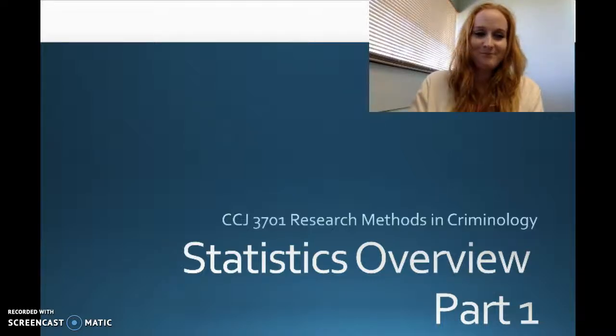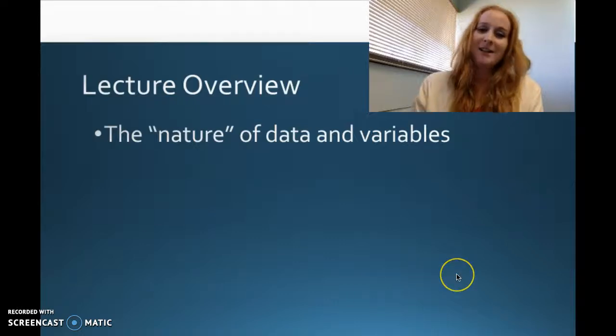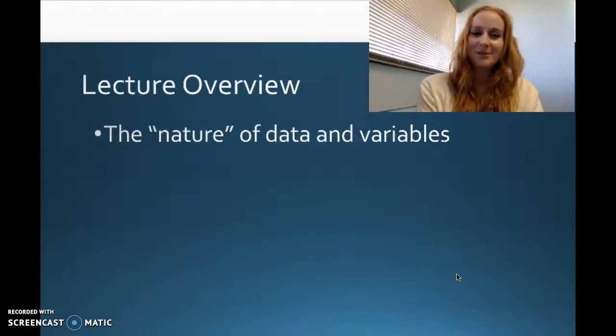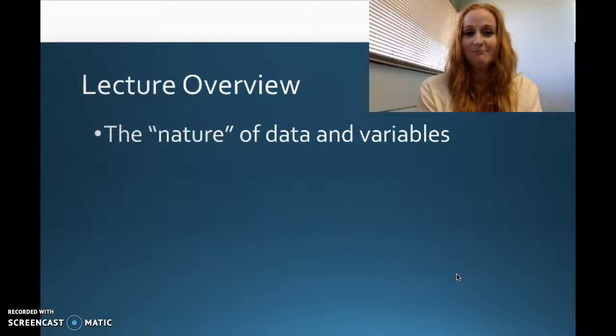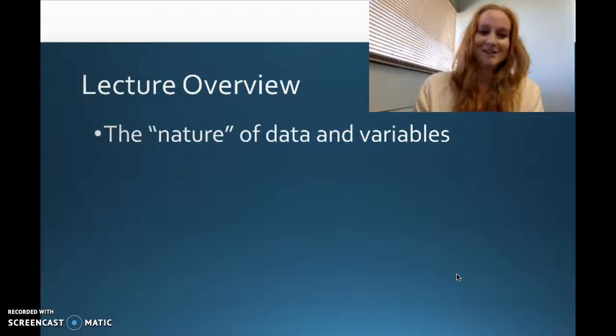Well, let's jump in to the lecture: the nature of data and variables. So this lecture is really important. It's kind of the keystone of the whole class. If you know what kind of data you have, you know what to run, period. Certain statistics can only be run with certain kinds of data. And so if you know what that is, you're always going to know what statistic to do. And it'll make life so much easier.